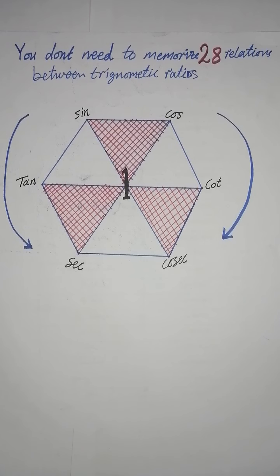Hi everybody and welcome to Mastermind Math channel. In this video I will try to explain a very easy and nice way that enables you to mention or write 28 relations between trigonometric ratios without even memorizing them at all. This is done by the incredible hexagon. In one word, this is magic.